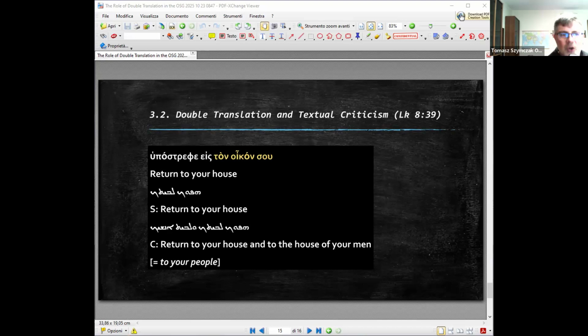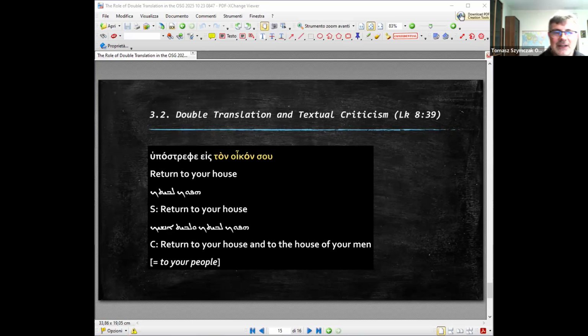Usually we translate oikos as house or home, so dwelling, building. Sometimes this noun appears in expressions such as the house of David or the house of Jacob. In these cases, we understand it as referring to the descendants of David or to the nation. It can also denote the household or family. Here we encounter the expression your house. Should we think of it as the building itself? So return to your house, to your building, or rather as the household, the family, or even more broadly the nation. So go back to your family, go back to your friends.